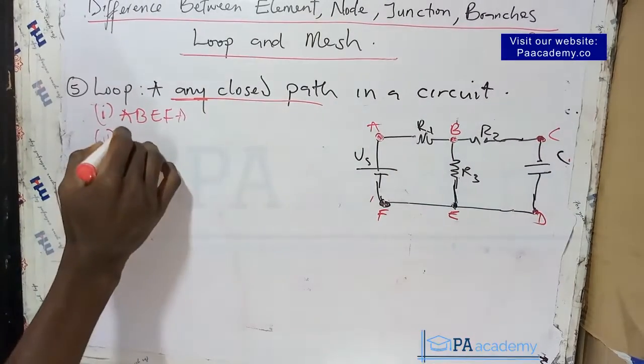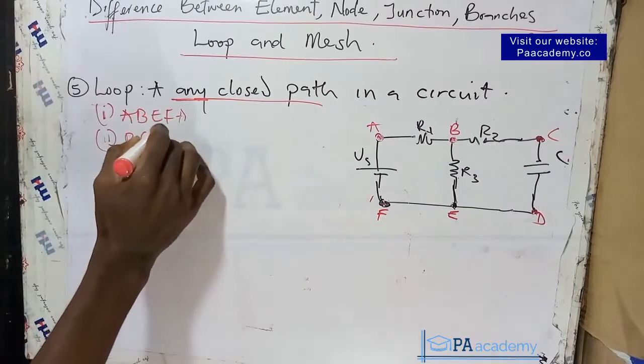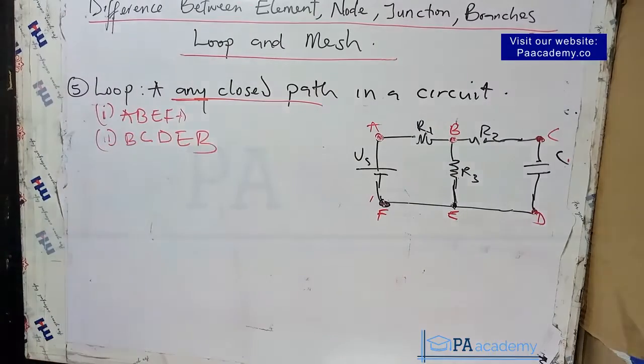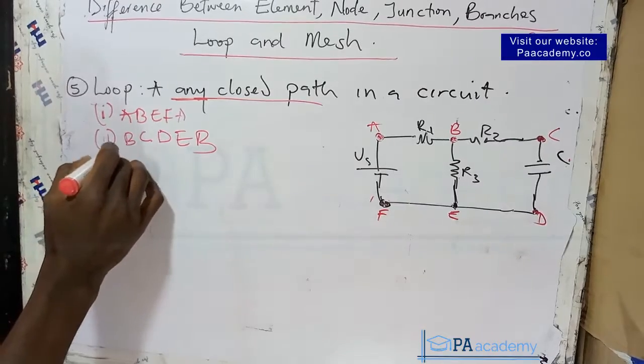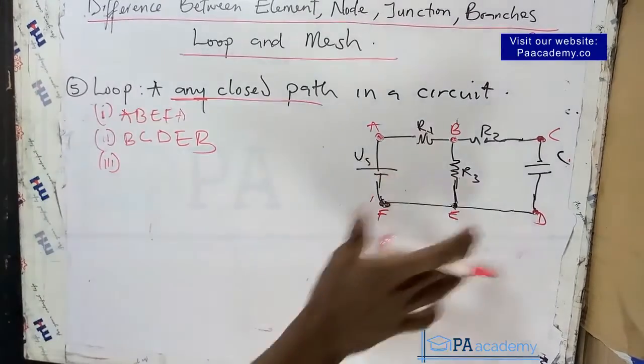To B. So that makes B, C, D, E, B also a loop. Are you clear? Now let's look at another one. We also have another loop in this circuit, and that loop is what?